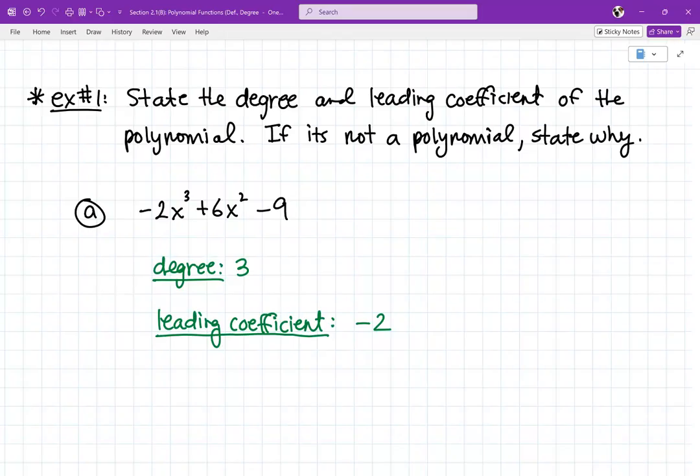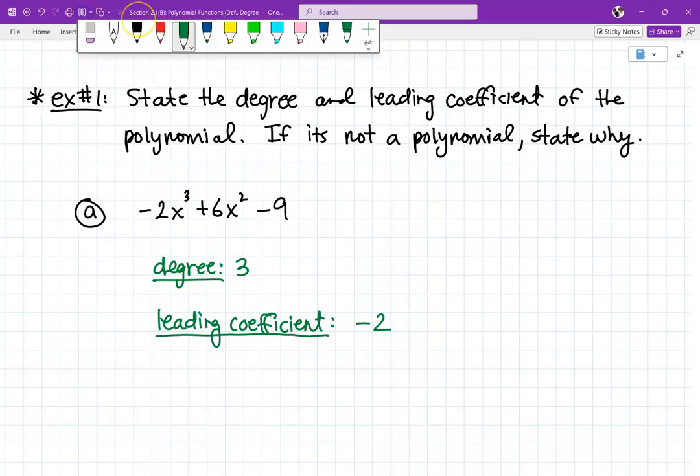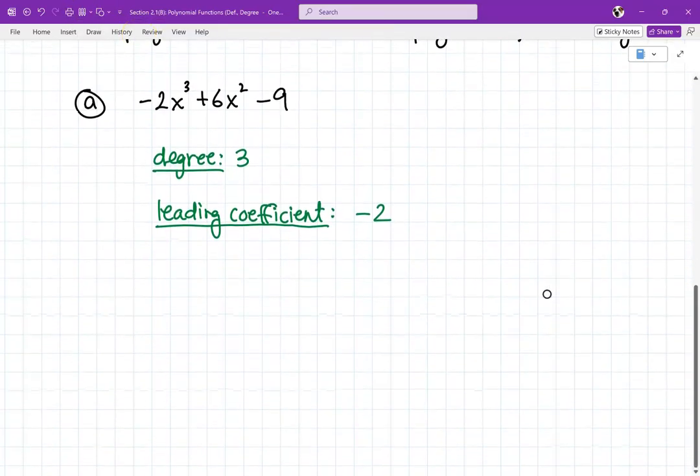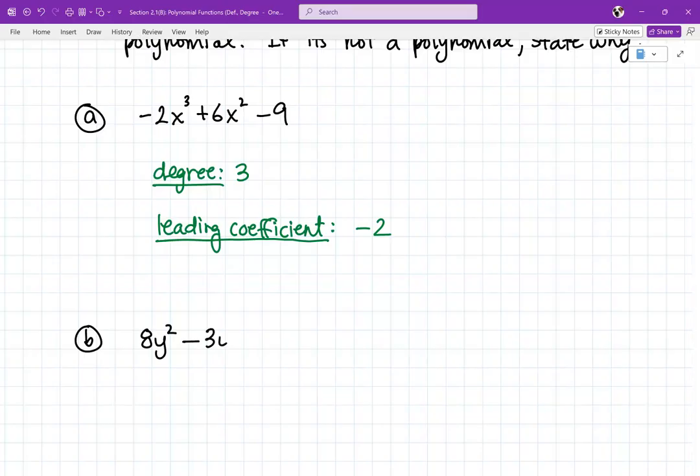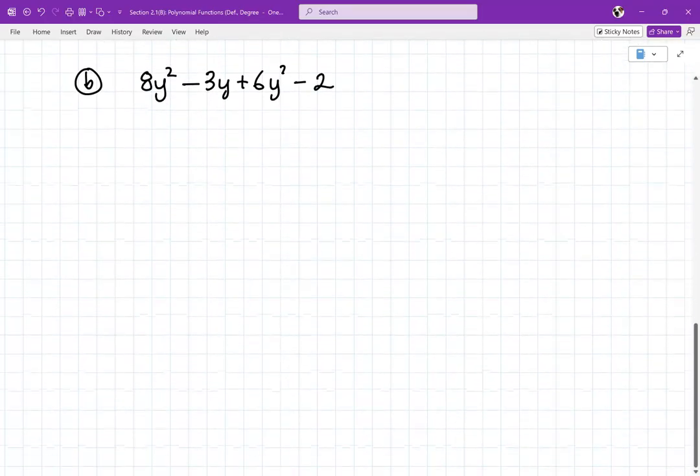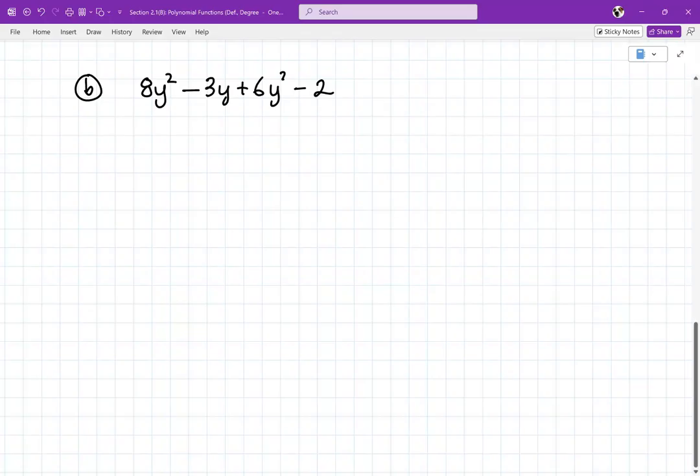Let me give you another one like this. You're going to have 4 of these type of problems to do, but they could look a little different. So what about something like this? I'll give you, let's say, 8y squared minus 3y plus 6y to the 7th minus 2. Here's another one. Let me rewrite that, it kind of looks like a squiggly line there. That is a 7.